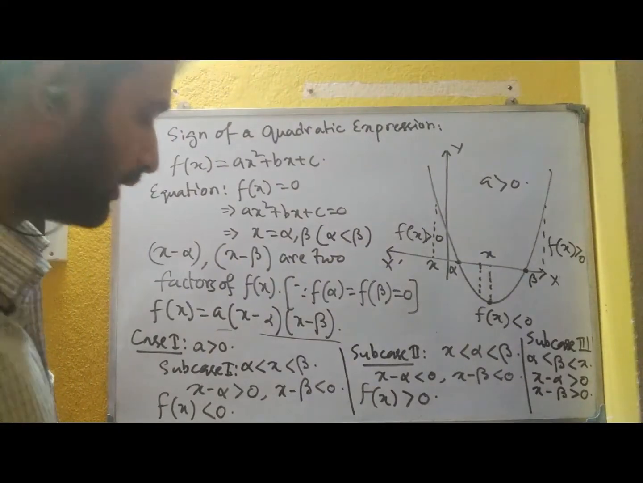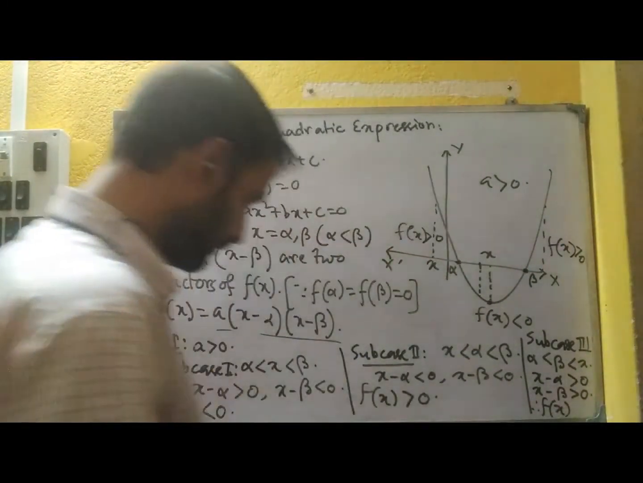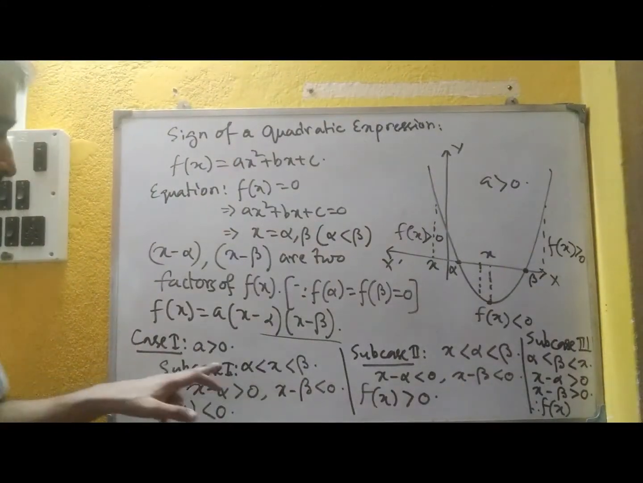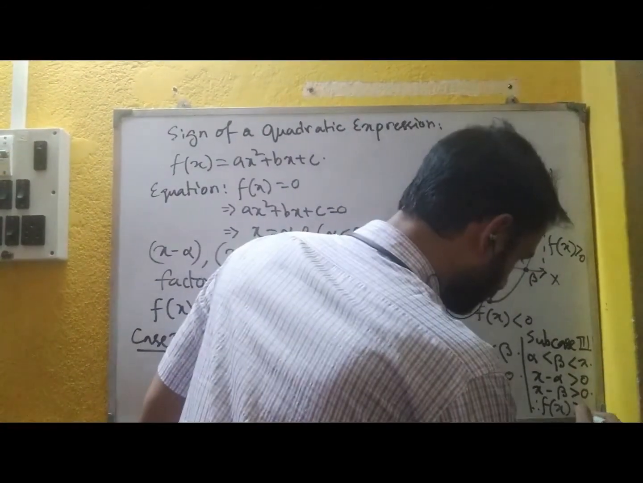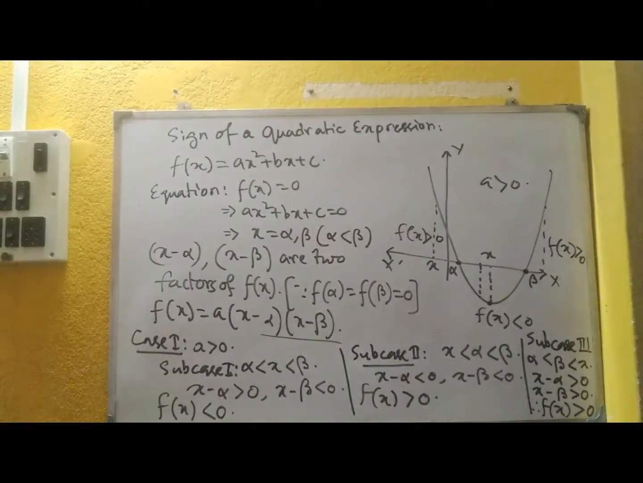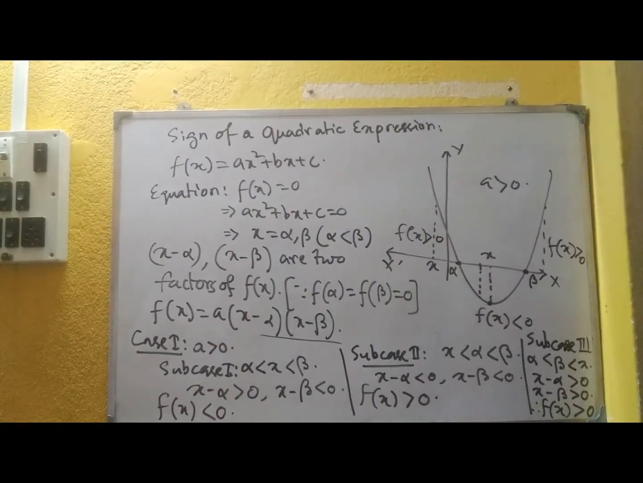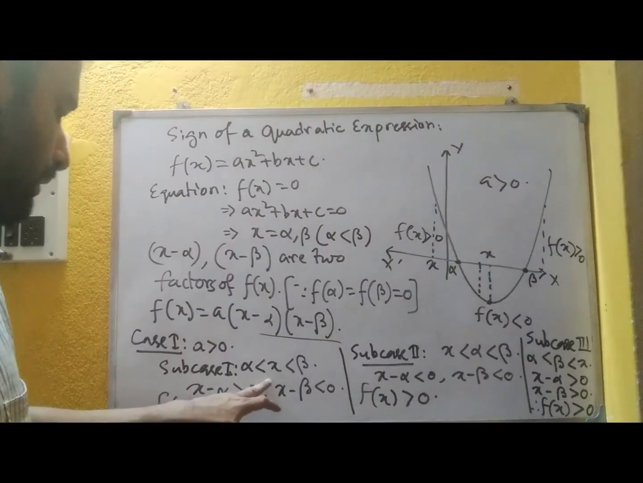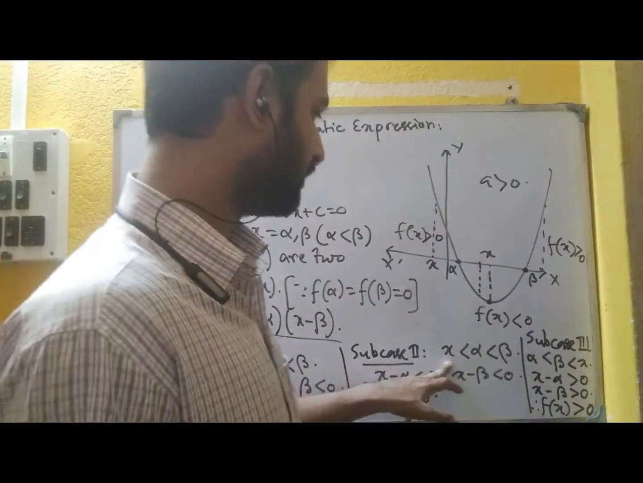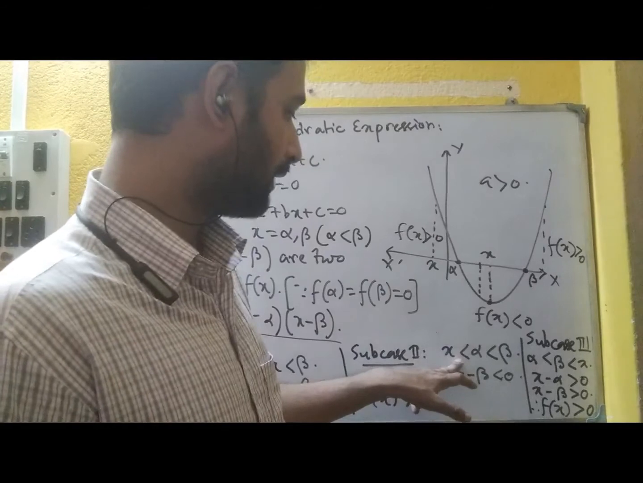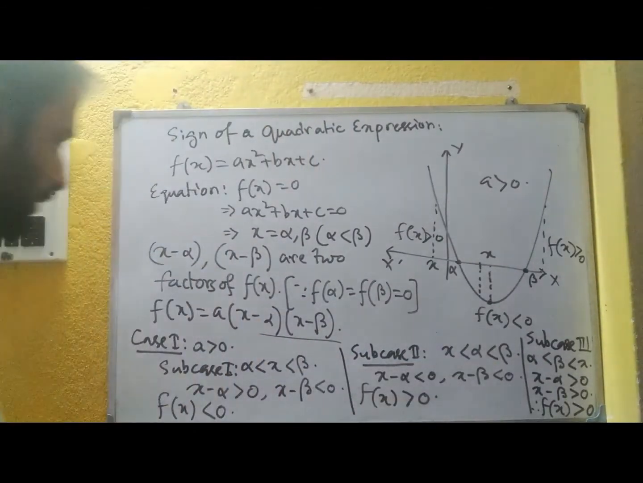So if both the factors are positive, then you can say this f(x) is the product of 3 positive terms. A is also positive and both the factors are positive. So you can say f(x) is also positive. So 3 subcases are there: when x is in between alpha and beta, when x is in the left side of alpha, and when x is in the right side of beta.